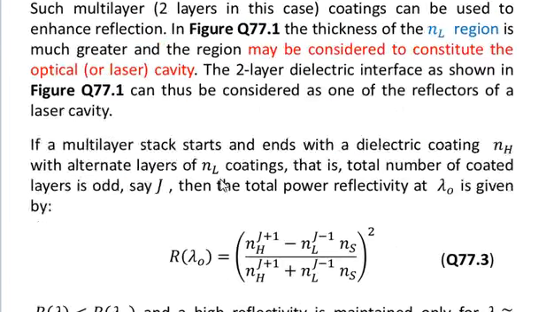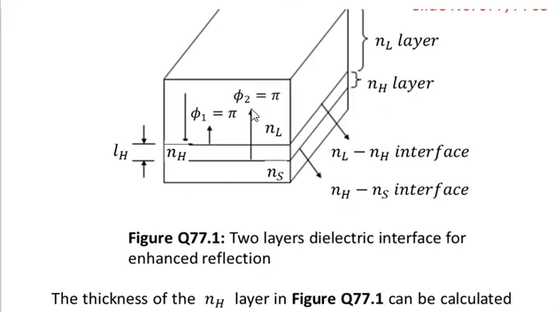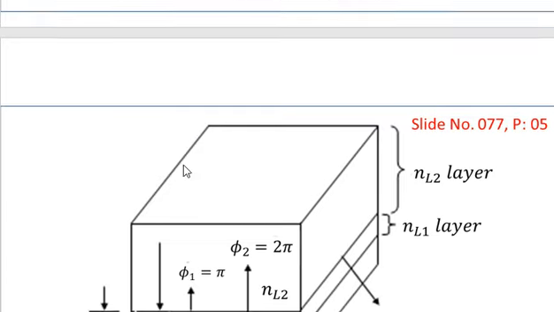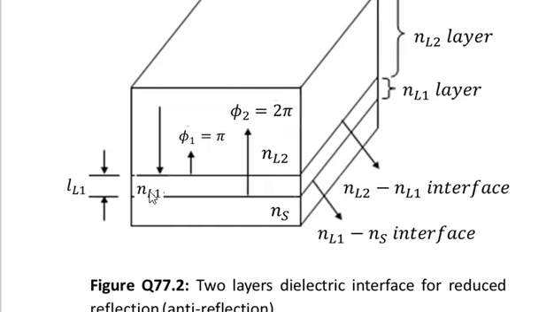So you can compare over here that in the earlier region phi 2 is equal to pi, because our NS region has a smaller refractive index compared with the NH region. But you see that here the case is different. The NL region has a smaller refractive index as compared to the NS region.